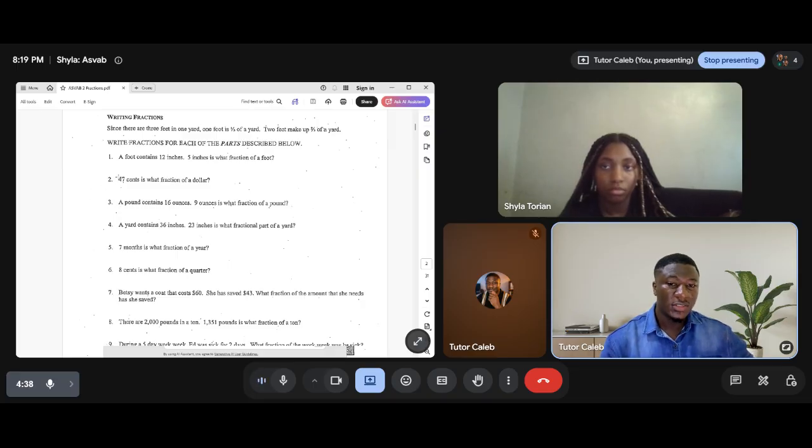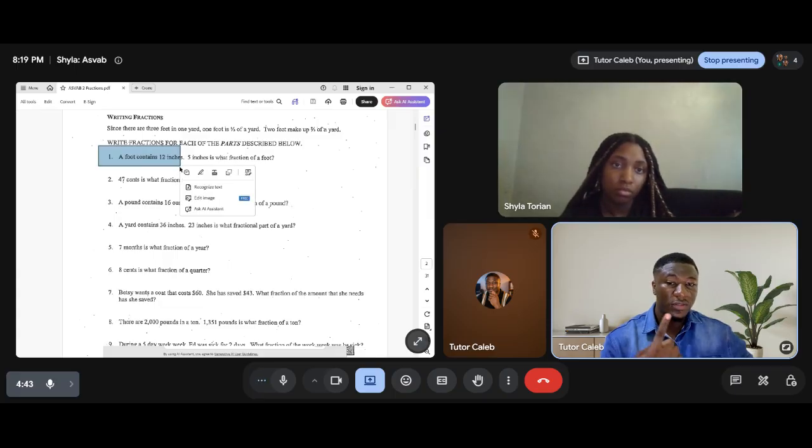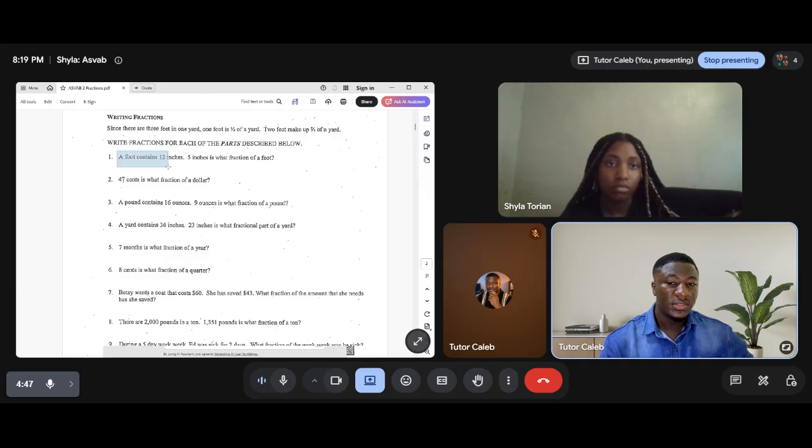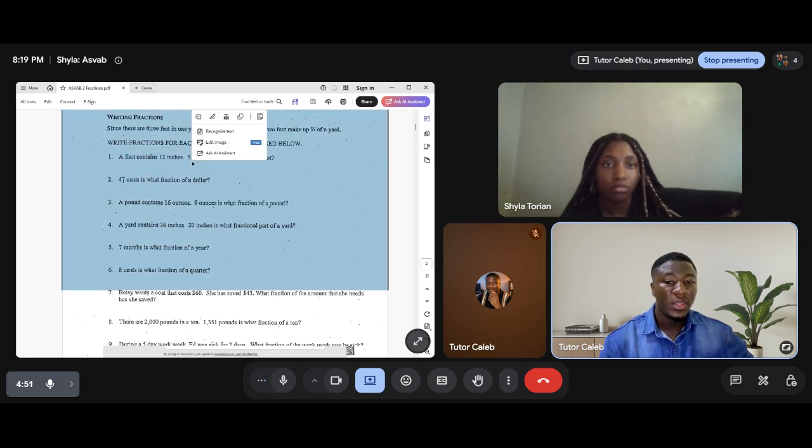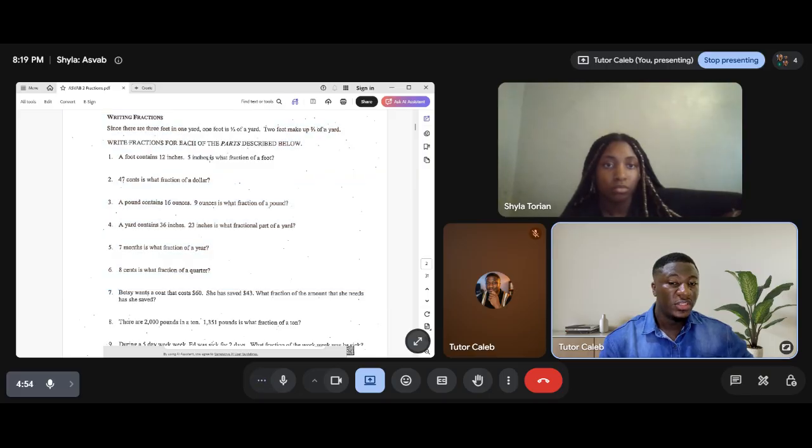Now let's take a look at this. They say a foot contains 12 inches. One foot is 12 inches, and you can retain this because it's going to be helpful for you. 1 foot is actually 12 inches. Now, 5 inches is what fraction of 1 foot?